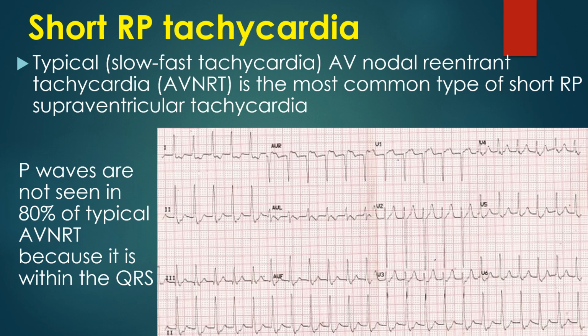Typical slow-fast AV nodal reentrant tachycardia is the most common type of short RP supraventricular tachycardia. It is called slow-fast tachycardia in which the impulse travels downwards through the slow pathway and back through the fast pathway. P waves are not seen in 80% of typical AVNRT because the P wave is within the QRS. In 20% it is visible just after the QRS. Accessory pathway mediated atrioventricular reentrant tachycardia is the other form of short RP tachycardia, in which the P wave falls at the end of the QRS.